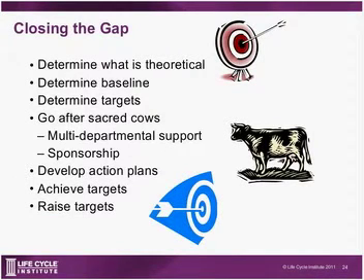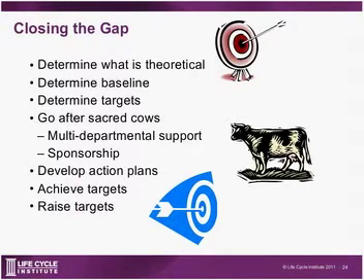So in summary, how do we close the gap? How do we eliminate our losses and realize our potential? We determine our theoretical, whether that be a 100% OEE. We determine our baseline, our current state, where we are now. We develop targets for ourselves, and we work to close that gap by Pareto charting, developing action plans, and performing root cause analysis. And we can't be afraid to go after sacred cows just because something's untouchable.